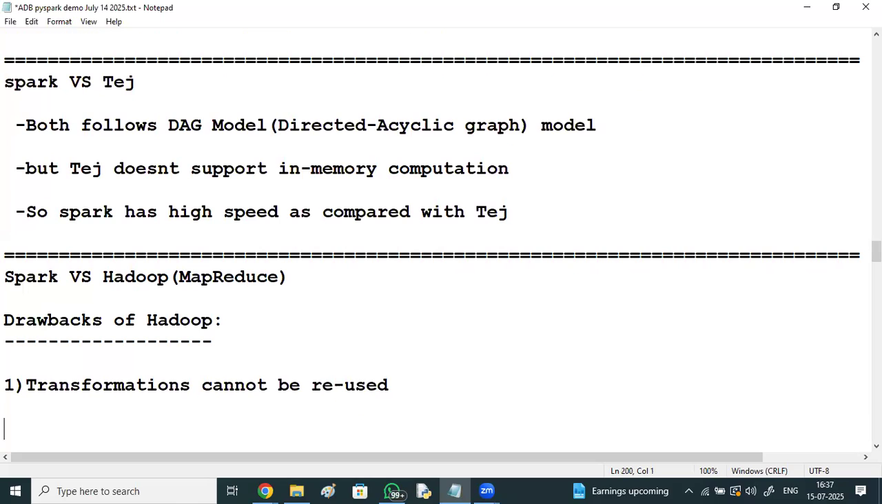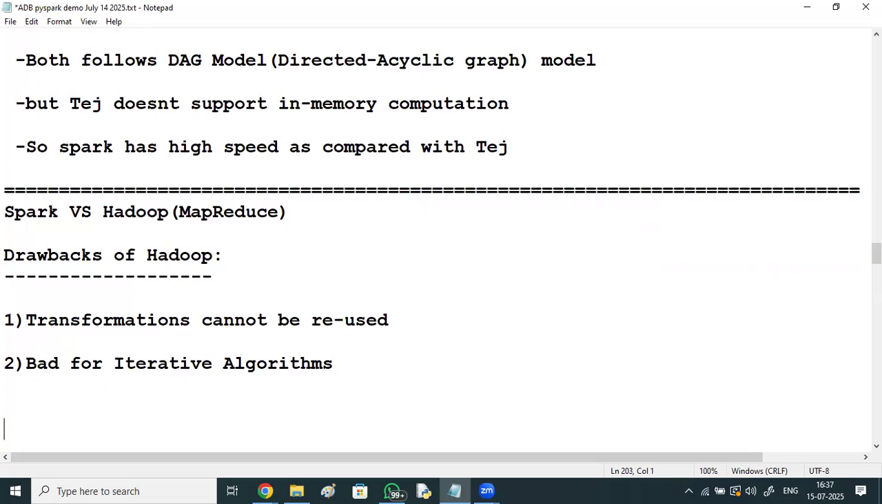And secondly, it is bad for iterative algorithms. Iterative algorithms means, as the name itself says, iterative. Most of these machine learning algorithms are iterative in nature, but Hadoop is bad for this kind of iterative algorithm. Whenever you apply any algorithm, you will get some error, and you keep on applying it iteratively.